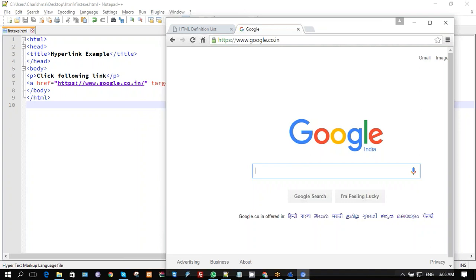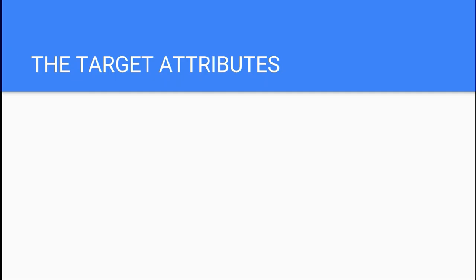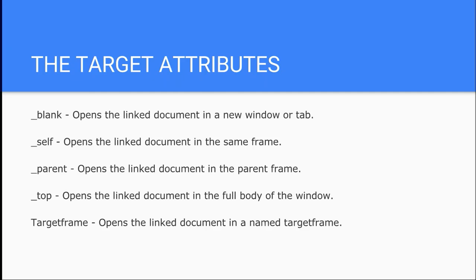Let us discuss the attributes of text links, the target attributes. What are they? Underscore blank opens the linked document in a new window or a new tab. In the previous program we mentioned underscore self, that means it opens the linked document in the same frame. When you click it, the same window will be redirected to the destination website. But when you mention underscore blank, it will open a new window or new tab.